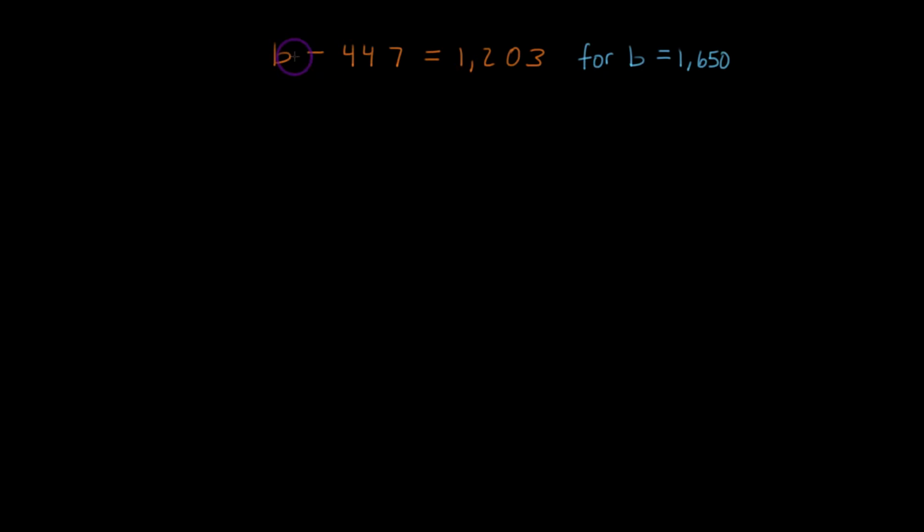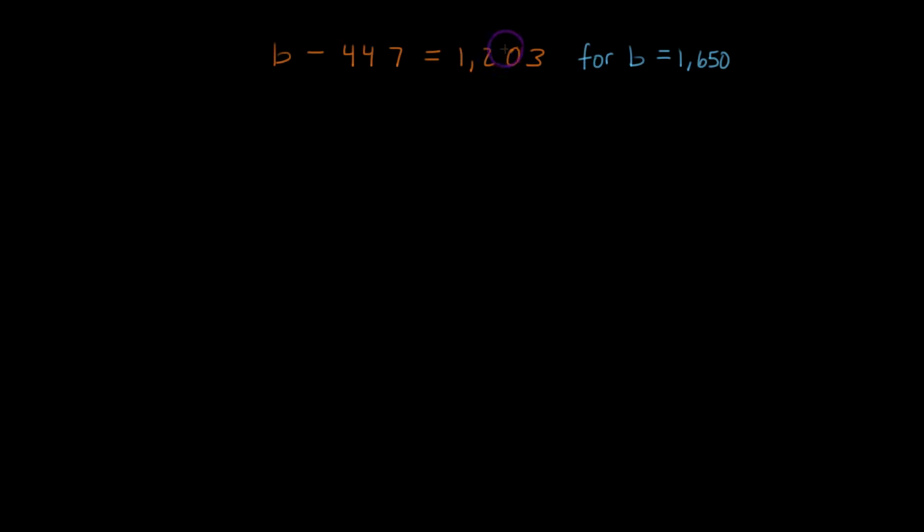We're working with equations and solutions today, so we're going to be looking at equations and trying to figure out if there is a solution to that equation. And here's an equation that says b minus 447 is equal to 1203. Whatever value b is equal to, if I subtract this value 447, it should equal 1203.